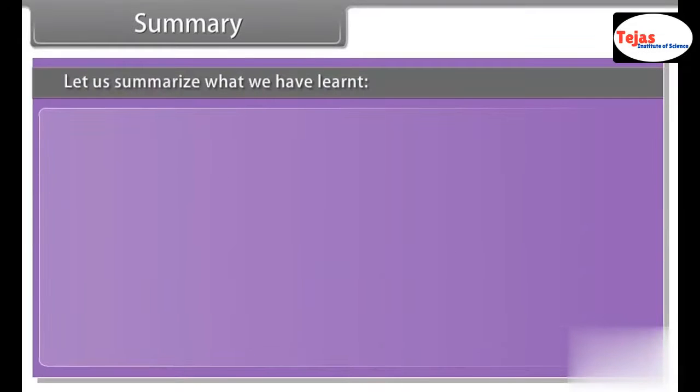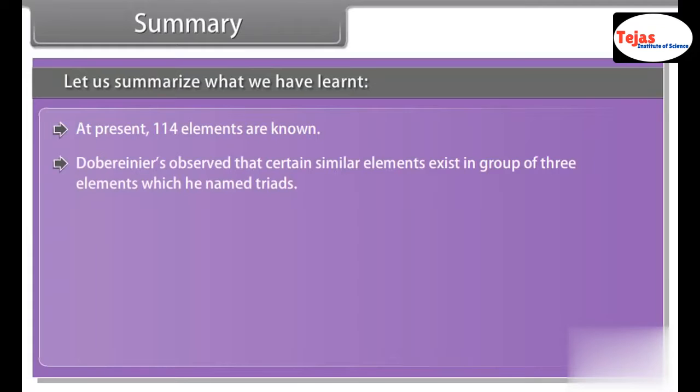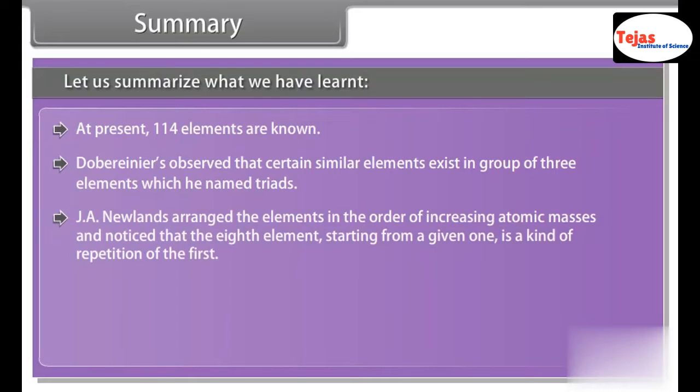Summary. Let us summarize what we have learnt. At present, 114 elements are known. Daubigniers observed that certain similar elements exist in groups of 3 elements, which he named triads. J. A. Newlands arranged the elements in the order of increasing atomic masses and noticed that the 8th element starting from a given one is a kind of repetition of the first.